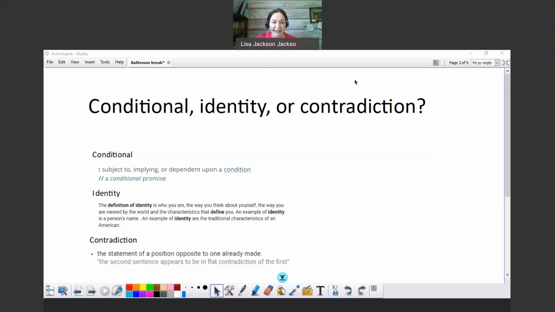An identity. The definition of an identity is who you are, the way you think about yourself, the way you are viewed by the world, and the characteristics that define you. An example of identity is a person's name. An example of identity are the traditional characteristics of an American.